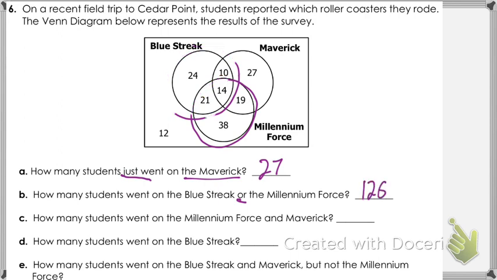Letter C, how many students went on the Millennium Force and the Maverick? So we want the overlap of the Millennium Force and the Maverick. So that would be 14 and 19. So that would be 33. We're looking at the and there.